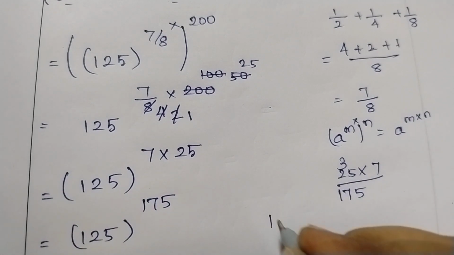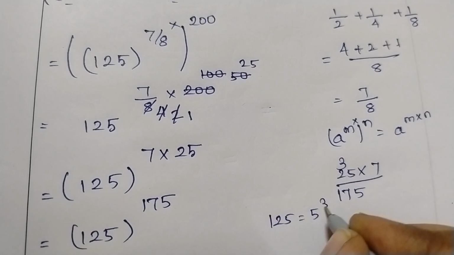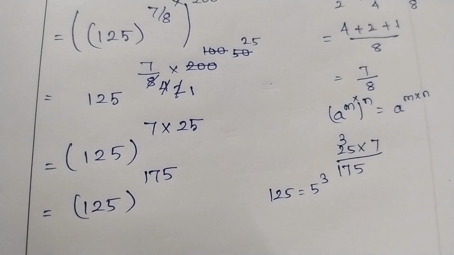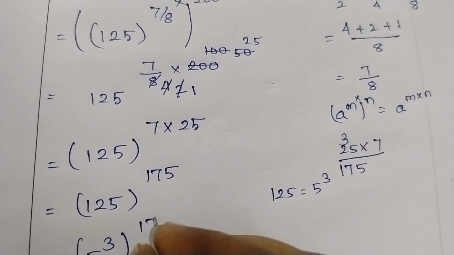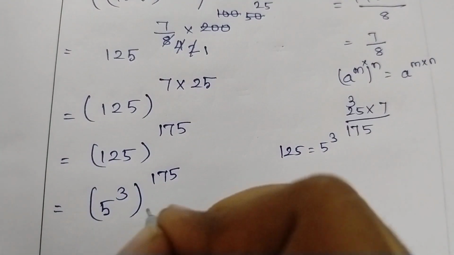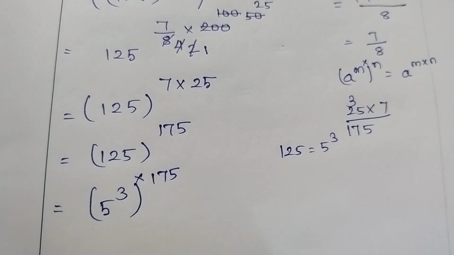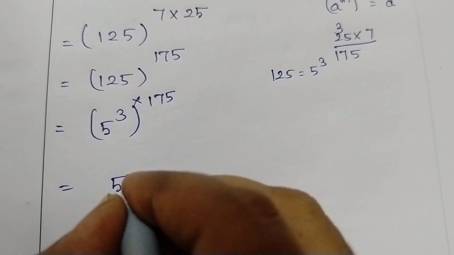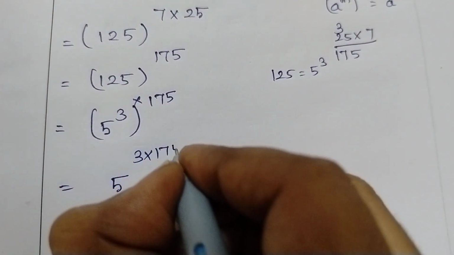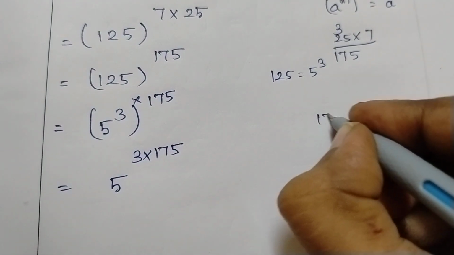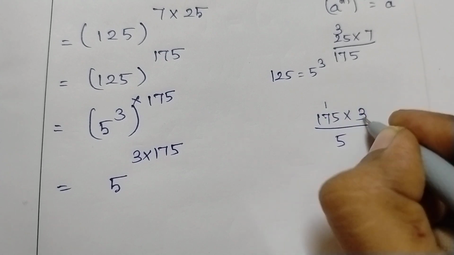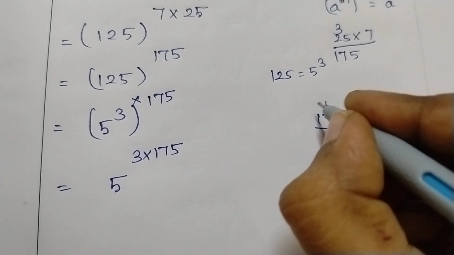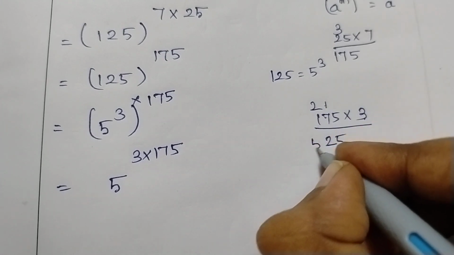So we know that 125 is equal to 5 cube, is it? So just apply this value here. Therefore 5 cube to the power of 175. So based on the a power m the whole power n rule, we can multiply these two, right? So therefore g is equal to 5 power 3 into 175. Just multiply these two. 175 into 3. 15 balance 1, 21 plus 1 22, balance 2, 3 plus 2 5, 525.